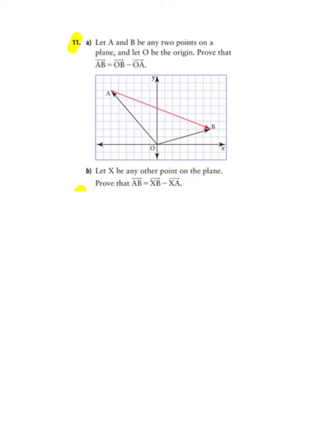Okay, so this video is for day 6 and 7, part A, question 11. So we have A and B being 2 points on a plane, and O is the origin. Prove that vector AB is equal to vector OB minus OA.